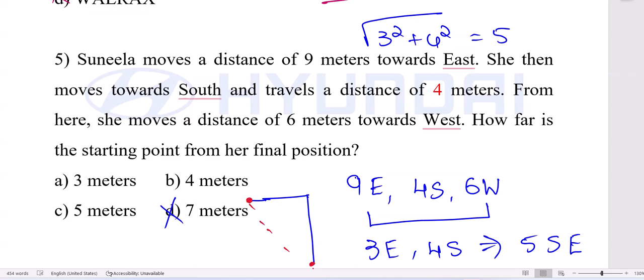Here, distance means we always have to go for the shortest path. 3 and 4 will give a right angle triangle. We know the adjacent side and opposite side, and we want only the hypotenuse, so automatically we need to apply the Pythagoras theorem. So root of 3 square plus 4 square, which is nothing but 5. In a short way, whenever you get southeast, northeast, northwest, in these cases you can apply the Pythagoras theorem.